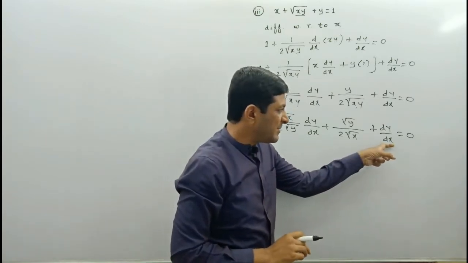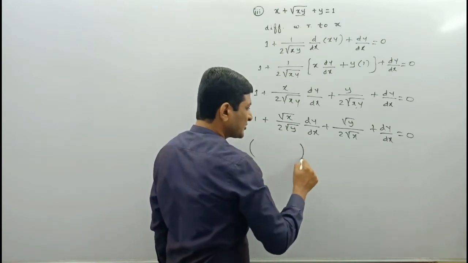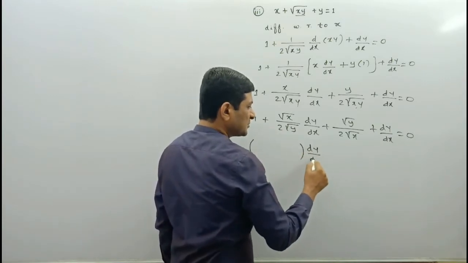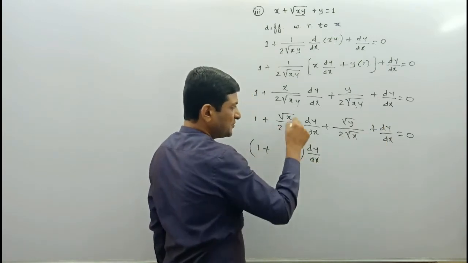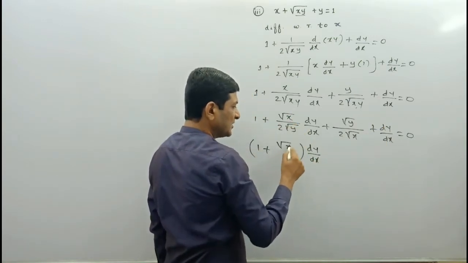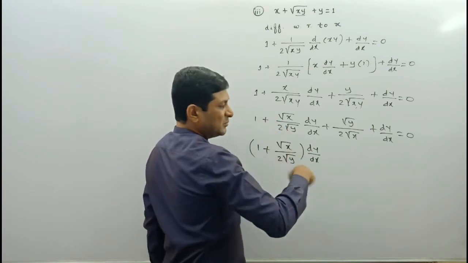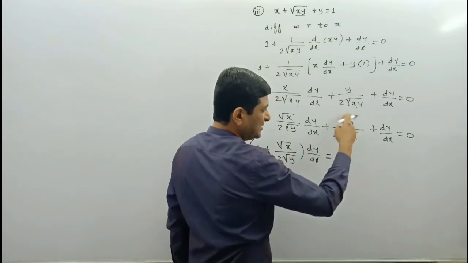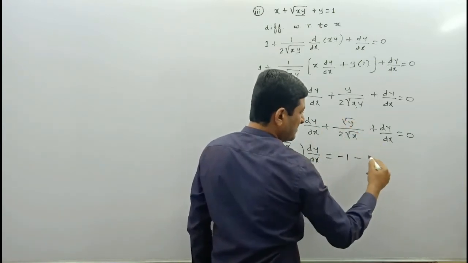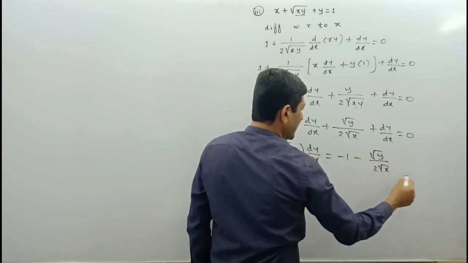How many terms of dy by dx appear? 1, and this one 2. If I take dy by dx common from these two terms, let us see what we'll get. Here its coefficient is 1, plus here the coefficient of dy by dx is root x upon 2 root y. The remaining term we are shifting to this side, so this plus 1 on this side will become minus 1, and this plus term on this side will become minus root y upon 2 root x.